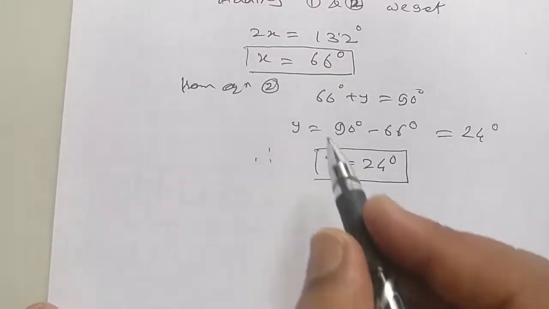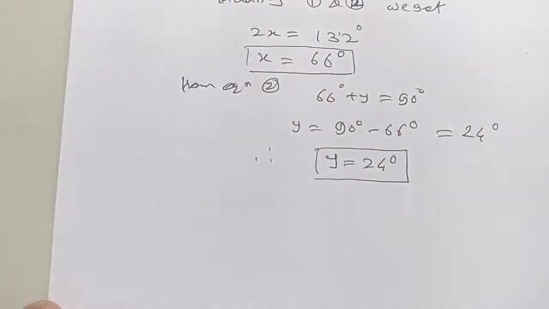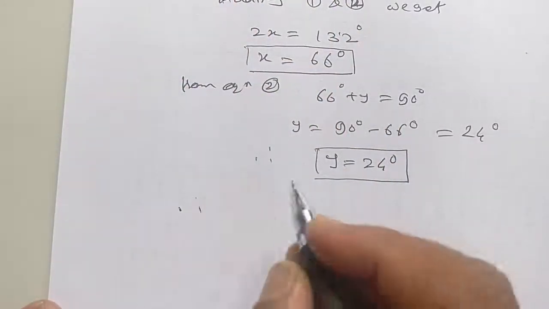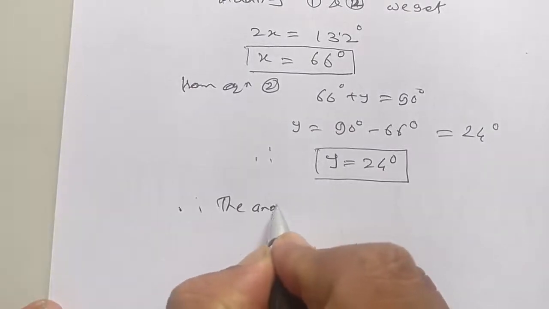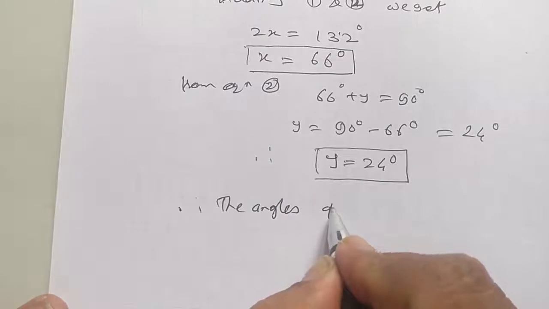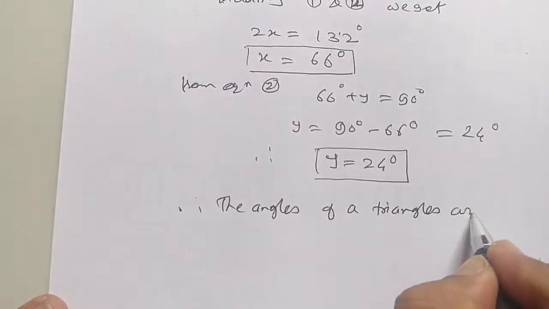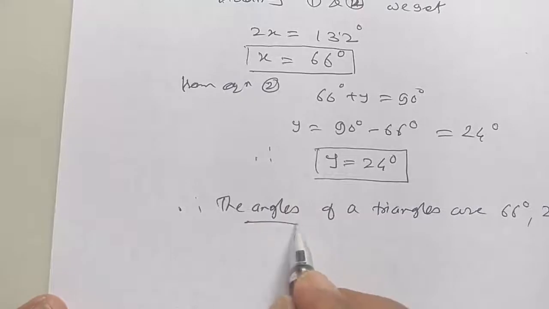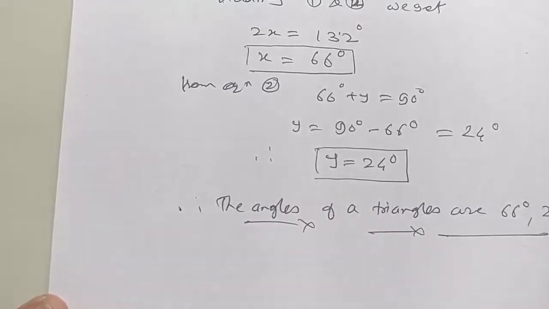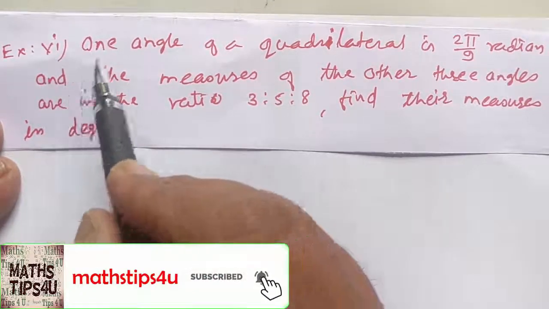So we got the values of measure of angles of a right angle triangle. Therefore, the angles of a triangle are 66 degree, 24 degree and 1 is right angle. So these are the angles of the triangle. Example number 6, it is the last example in this video.